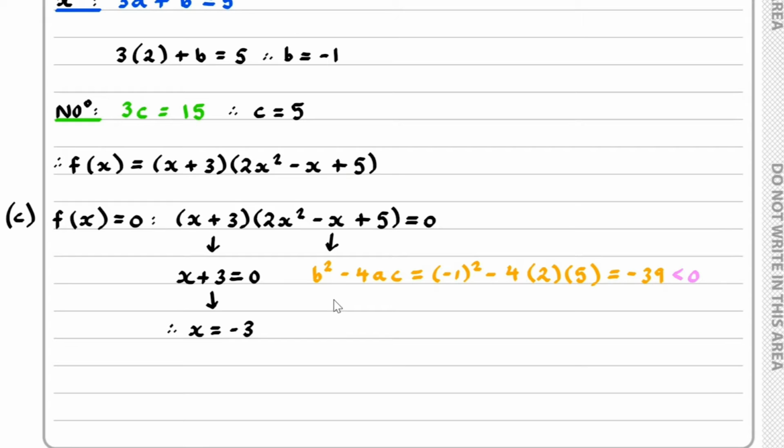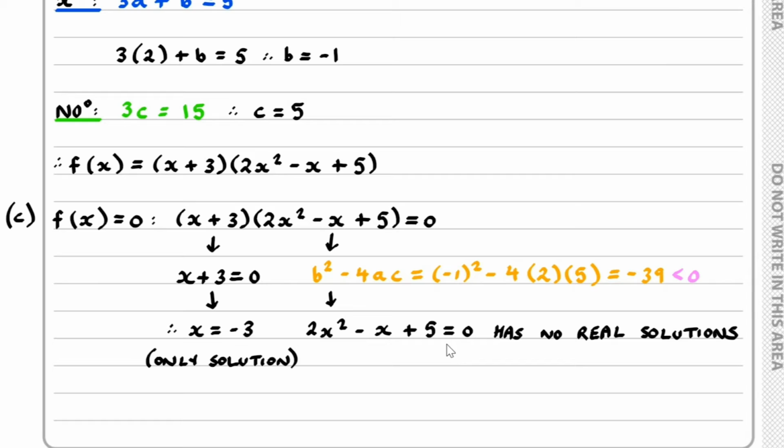And so what we can conclude from here is that 2x squared subtract x plus 5 equals 0, this quadratic equation, has no real solutions, and so therefore x equaling negative 3 is the only solution to f of x equaling 0.